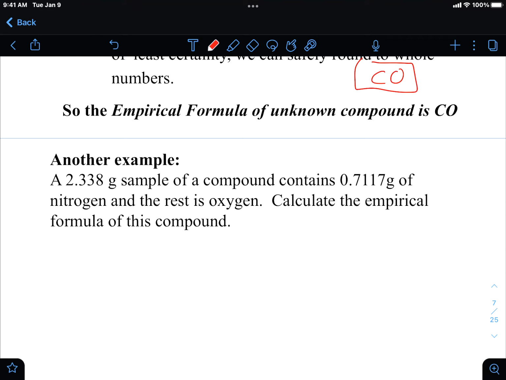All right, so 2.338 grams of a compound contains 0.7117 grams of nitrogen, and the rest is oxygen. Okay, so they're telling me the rest is oxygen, but they didn't tell me what the number was. So my first step is I got to figure out how much of the other one there is. Right, so 2.338 grams total minus 0.7117 grams of nitrogen. And since there's only 2 elements mentioned, that means the difference must be the grams of oxygen. So let's find that out.